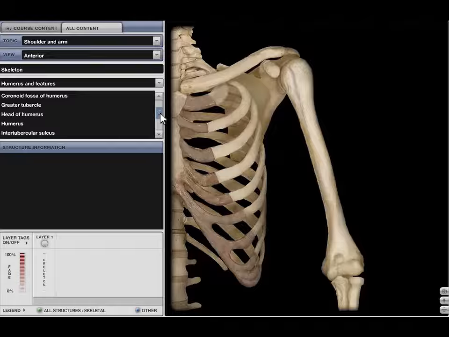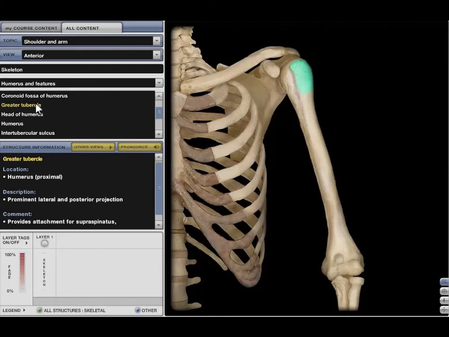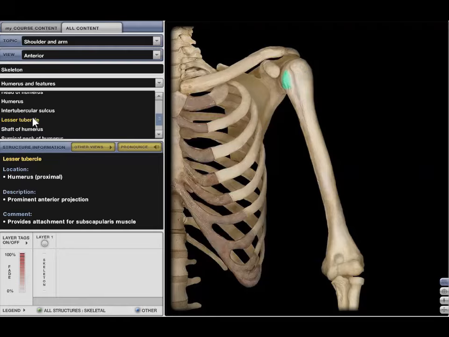Finally, on the humerus, I want to emphasize the tubercles, which can be clearly visualized on the anterior surface of the humerus. First, we have the greater tubercle, which is the larger, more lateral of the two. And then we have the lesser tubercle, which is the smaller of the tubercles, and it's more anterior and more medial than the greater tubercle. While the fossa that we looked at on the scapula are important sites of origin of the rotator cuff muscles, these tubercles on the humerus are the sites of insertion of all the muscles of the rotator cuff.